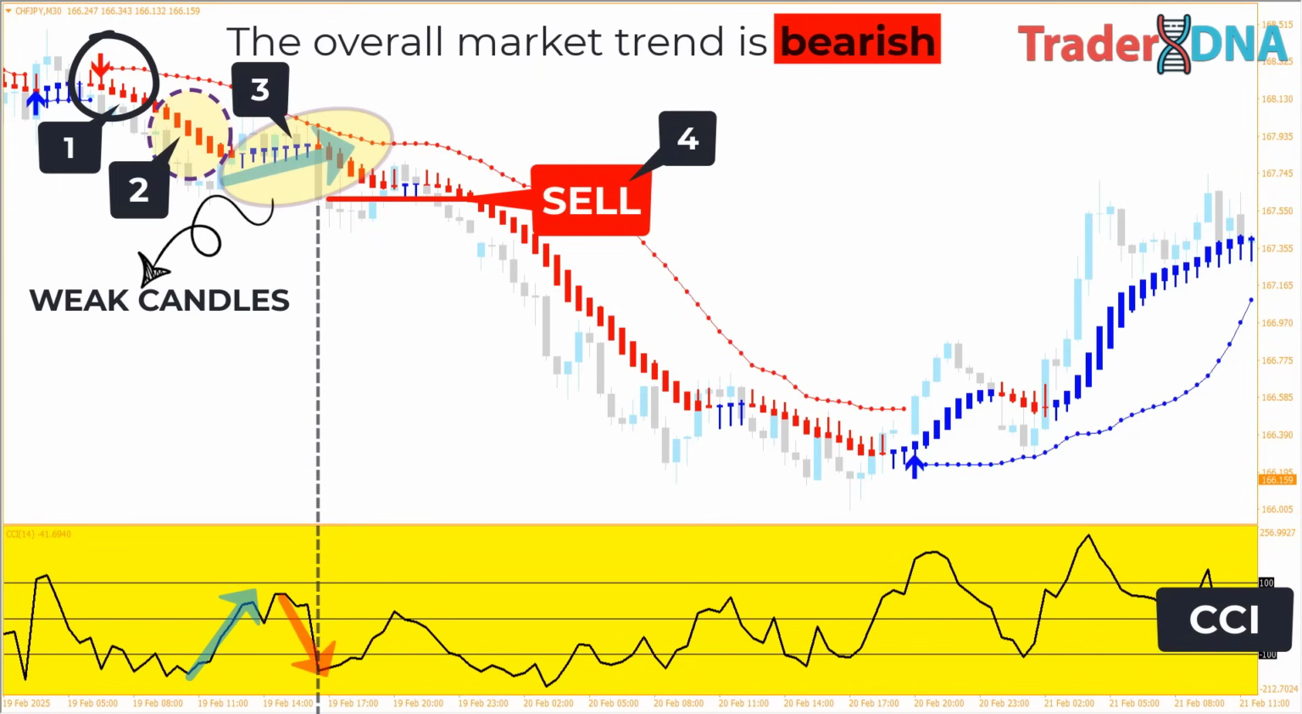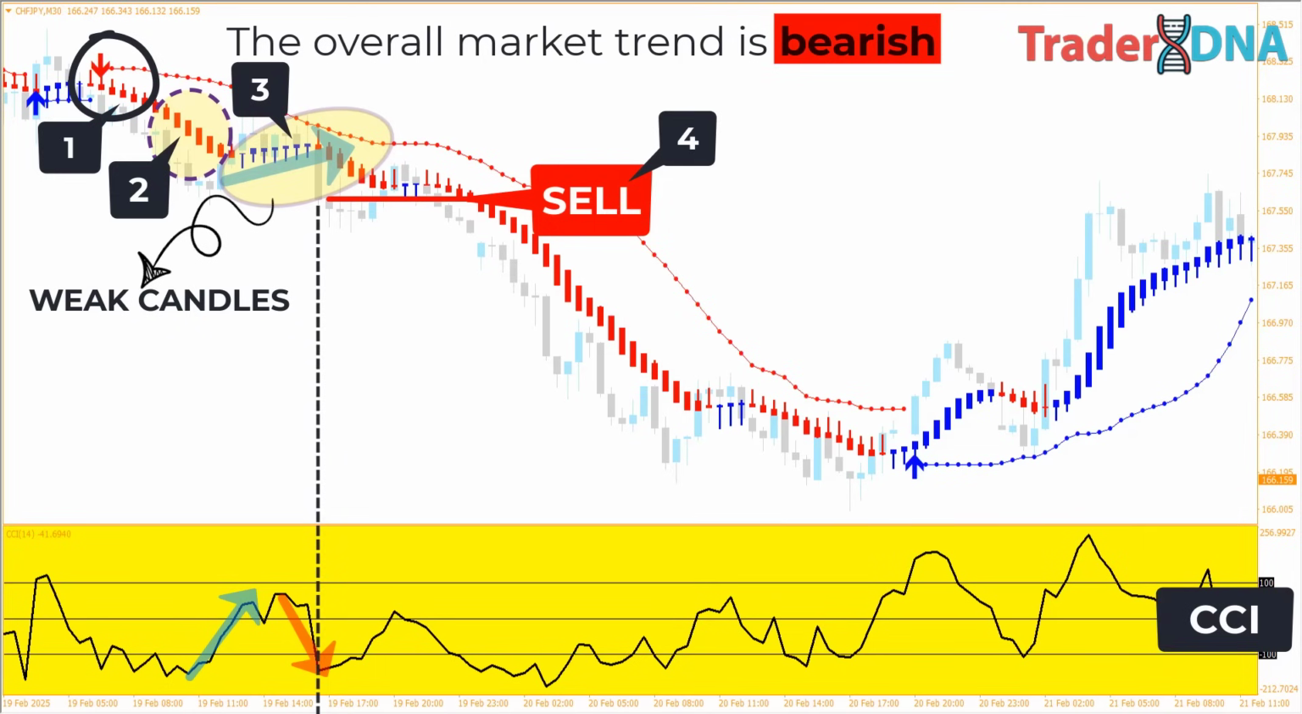And here's the final piece of the puzzle. Once the Profitable Strategy 2 candle turns red and the CCI line moves below 50, or even plunges past minus 100, this becomes a high accuracy sell signal. Everything aligns for a powerful bearish trade setup. Now let's jump into the next step and see how we can execute this trade effectively.